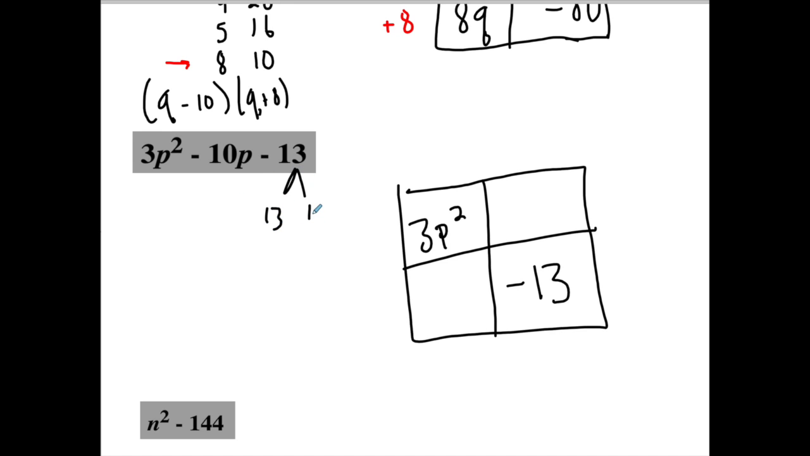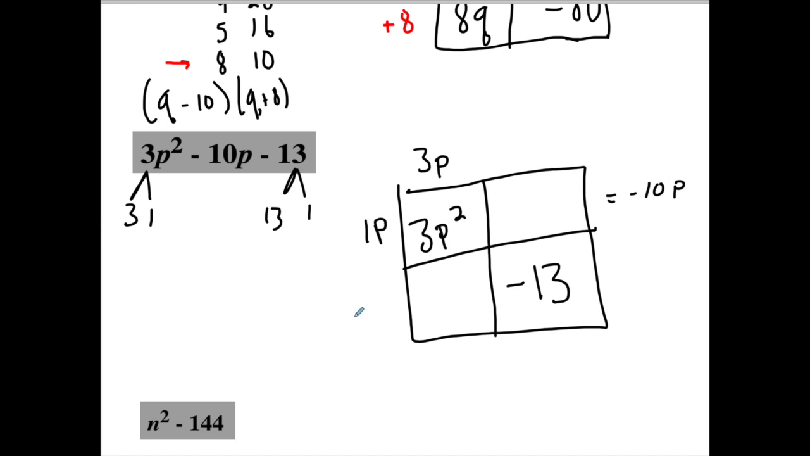because the only way to get 13 is 13 and 1, just as the only way to get 3 is 3 and 1. But what's actually cool is it helps us out a lot because then this needs to be 3p and this needs to be 1p because then 3 times 1 is 3 and p times p is p squared. Now I need to place 13 and 1 so that these add up to negative 10p.